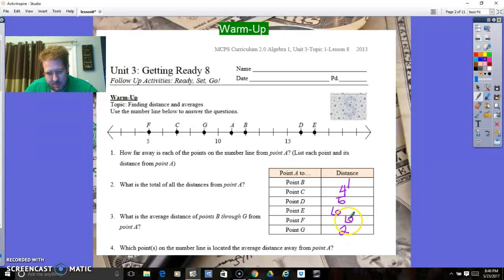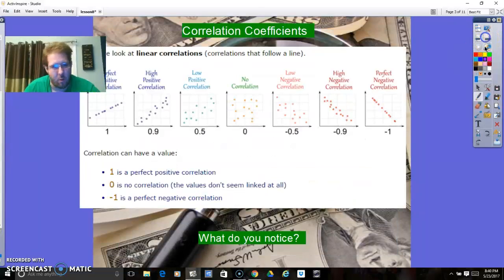If you add these all up, 6, 12, 13, 14, 19, 23, 24. So it looks like they add up to a grand total of 24. What is the average distance? 1, 2, 3, 4, 5, 6 of them. 24 divided by 6 means the average distance is 4 away. 1, 2, 3, 4. And C would be the only point that is exactly 4 away.